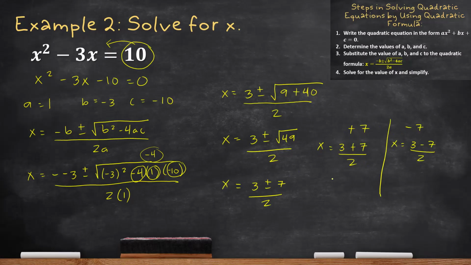So 3 plus 7, that is 10 over 2. So the first value of x is 5. And then for the second one, 3 minus 7, different signs, subtract. So that is negative 4 over 2. So negative 4 over 2 simplified, that is equal now to negative 2.